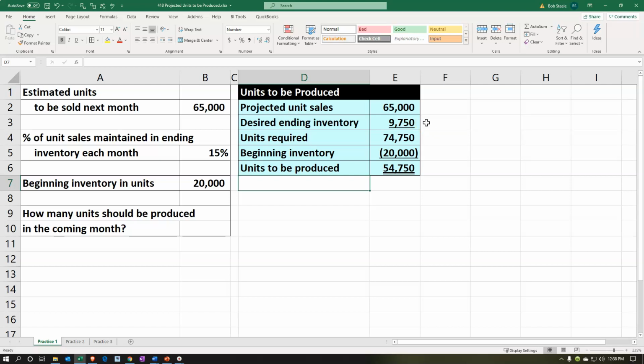If we sell more than that and we don't have the ending inventory, that's fine because sales are higher. That's why we have the cushion in the first place. But if we sell the 65,000, we want to have that ending inventory cushion. All right, let's do this again, or a similar problem.